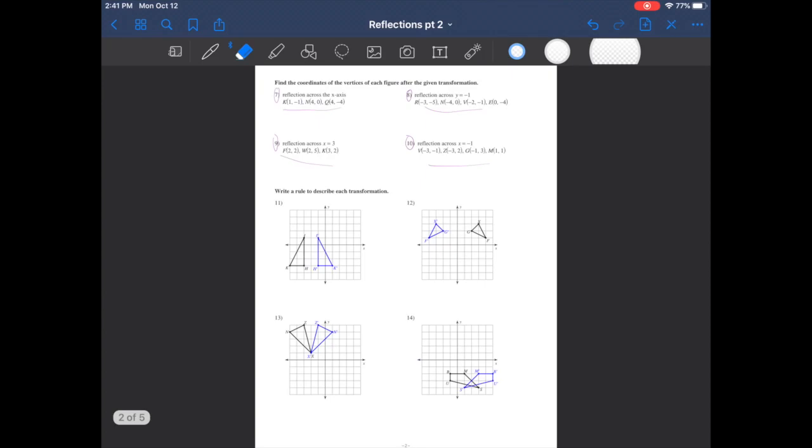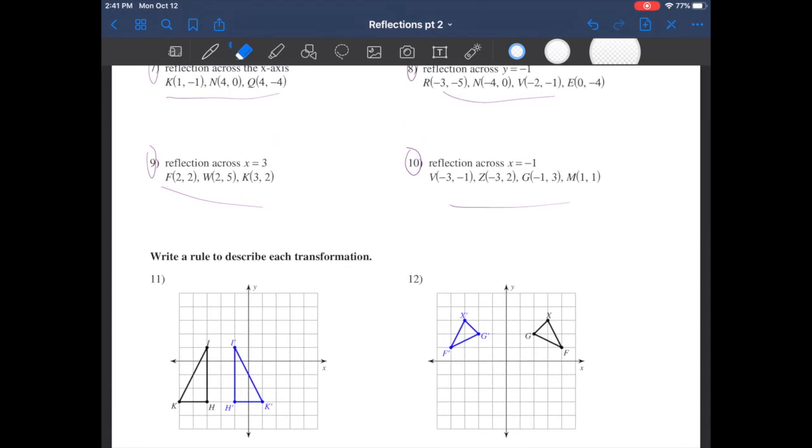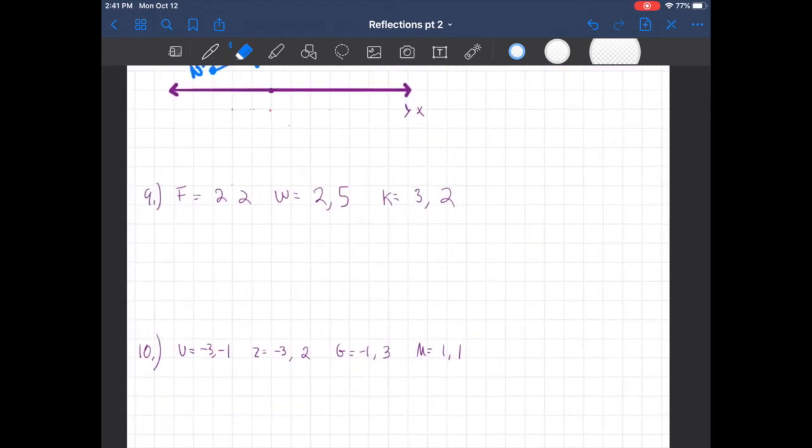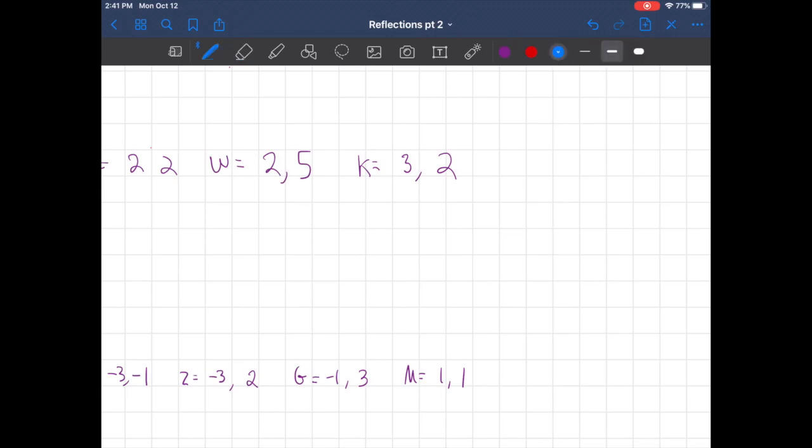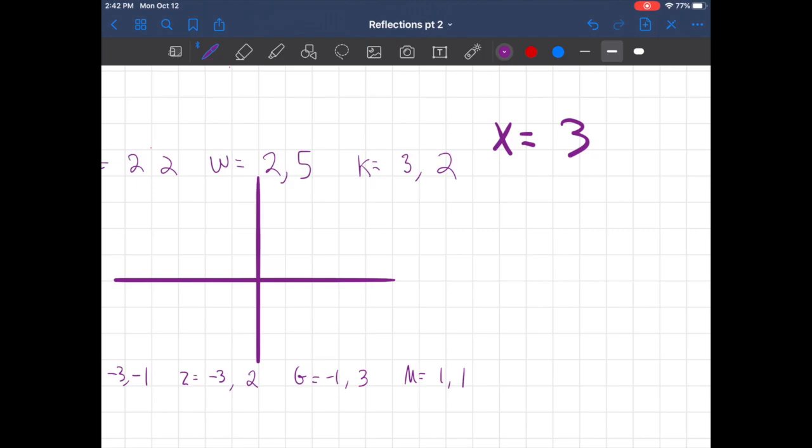All right, so here we go. Question number 9. Question number 9 says reflect x equals 3. So again, these ones are my favorite. Why? Because all we need to do is count. Let's draw our shape. Let's do that right there. Okay, now remember the formula said it was x equals 3. So let's find where's 3 on the line x. 1, 2, 3. That is right there.